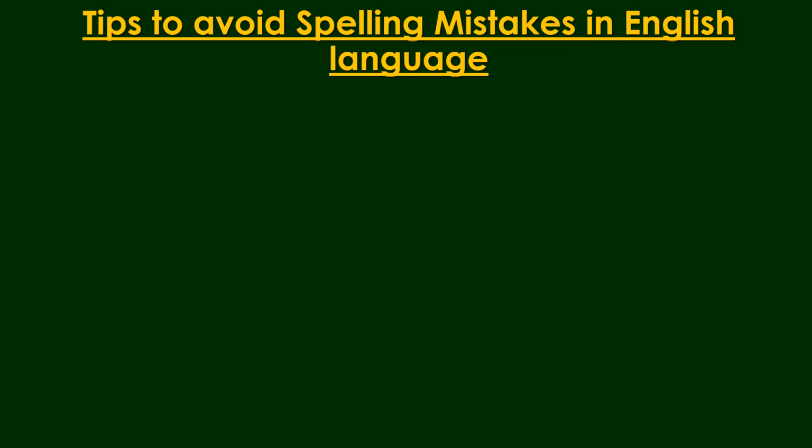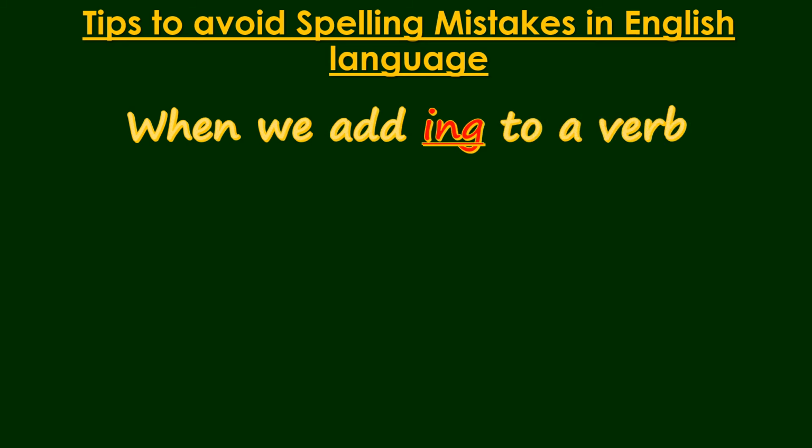So I'm now going to share some tips with you so that you do not make spelling mistakes. The first thing that you need to remember is that whenever you have to add ing to your verb, we do it to show that the action is still going on. It is continuous. For example, you have to change eat to eating, play to playing. That is what adding ing to your verb is.